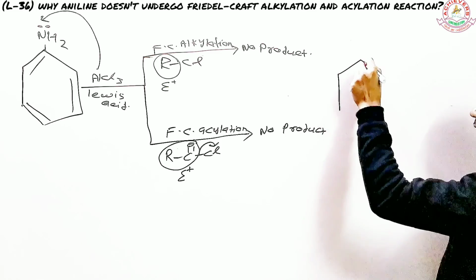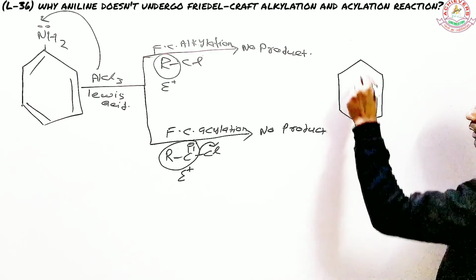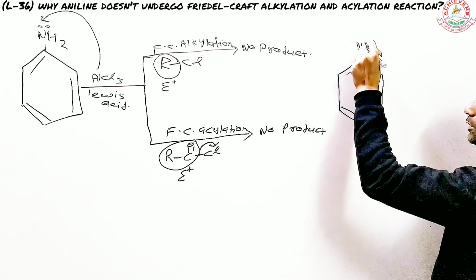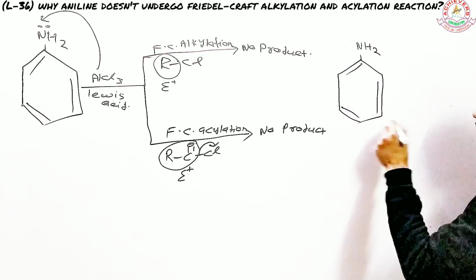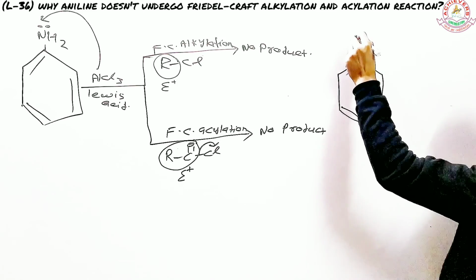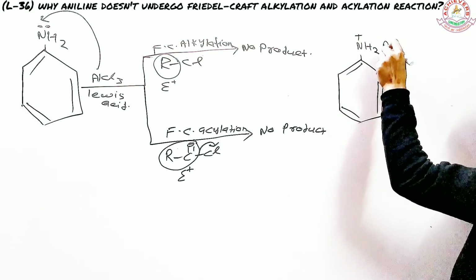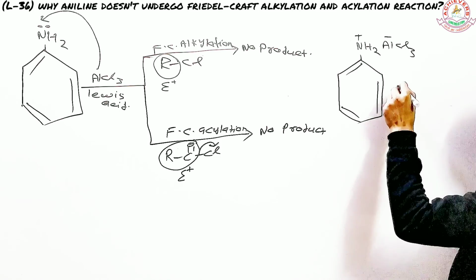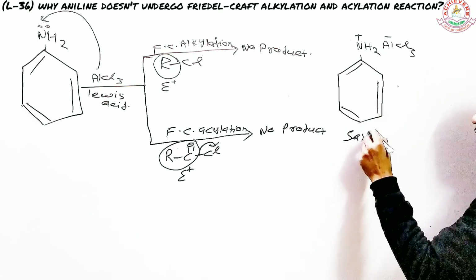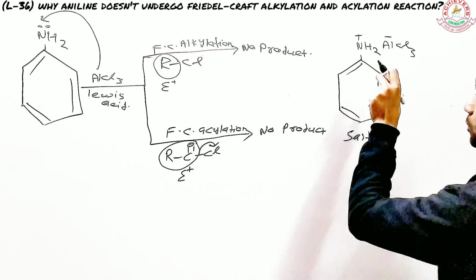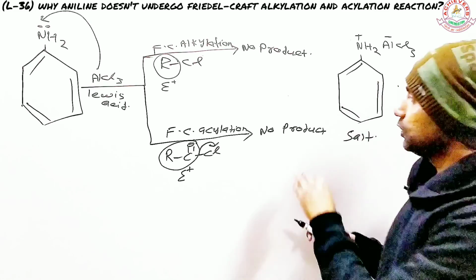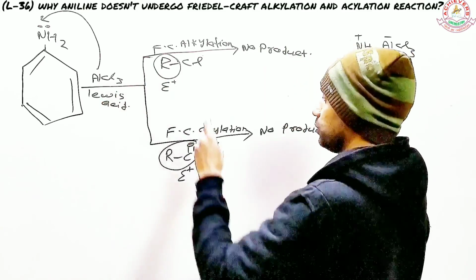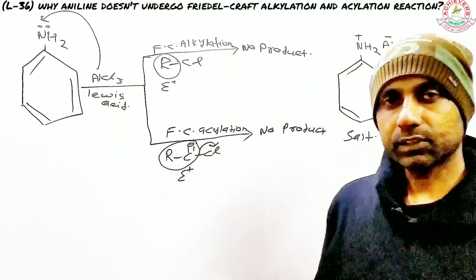This is what the salt is: you have your benzene with your NH2, and since nitrogen has given its electron and aluminum chloride has taken the electron, this salt is formed. Due to the formation of this salt, there is no AlCl3 available to initiate the reaction over there, and that's why the reaction stops.